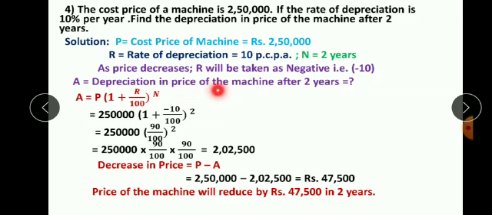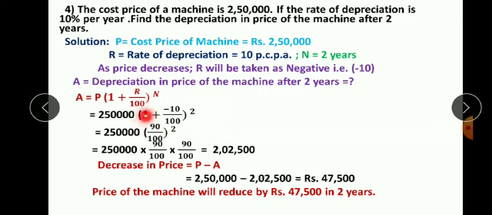So A is the depreciated price of the machine after 2 years, that we have to calculate. Then what is the formula for amount? A is equal to P into (1 plus R upon 100) to the power N. So substitute the value for P. P is the cost price of the machine, 2,50,000, into 1 plus R. Here we have taken R as minus 10 because the price decreases. So minus 10 upon 100, and N is 2, so the power is 2.